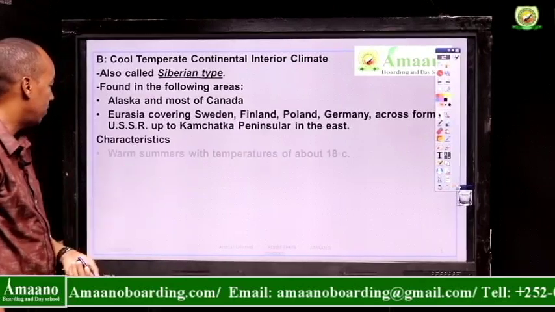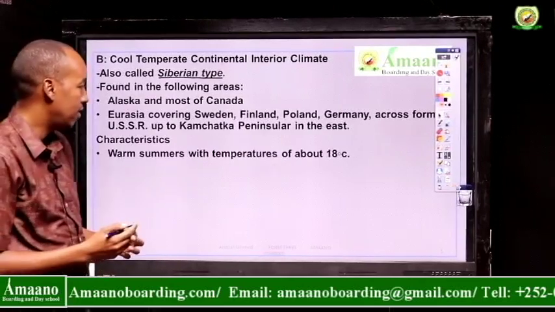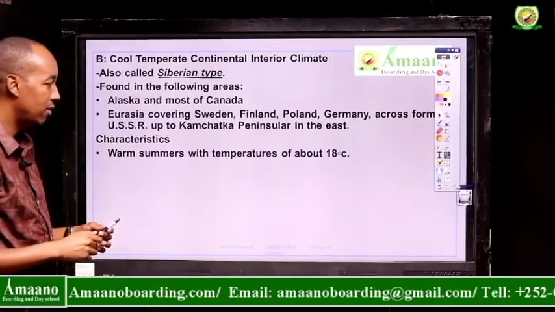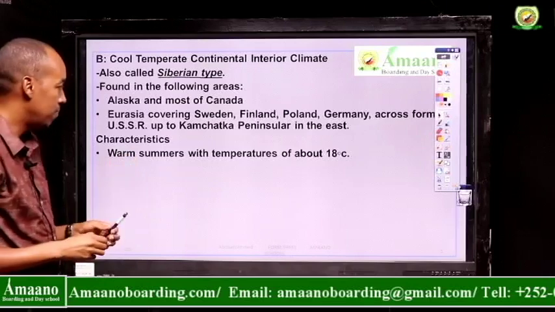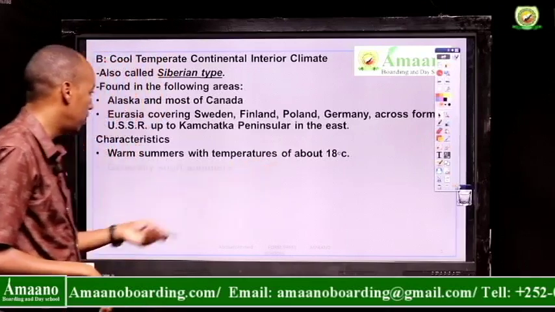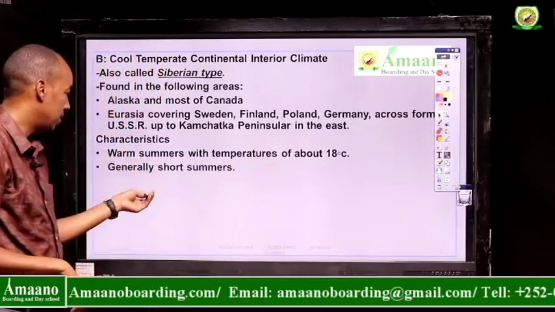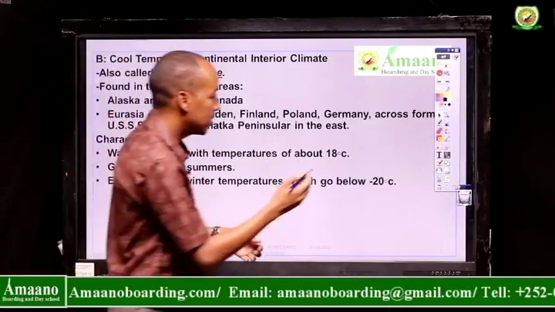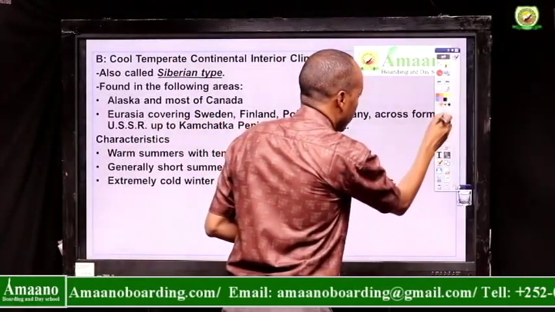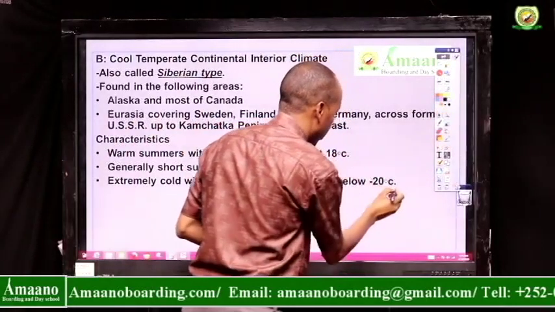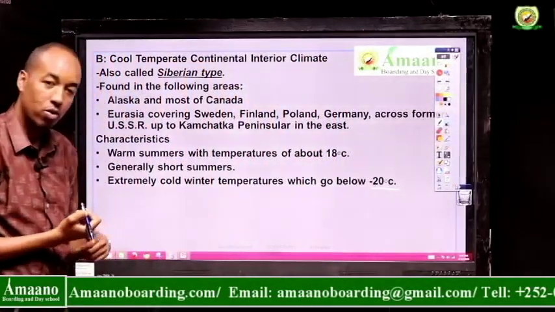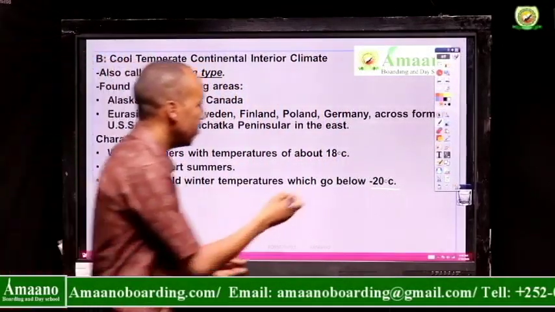What about the characteristics? The characteristics it has is warm summers with temperature of about 18 degrees Celsius. So the summer is warm and the temperature always is around 18 degrees Celsius. Short summer, the summer is very short. During the winter it's very cold. The temperature sometimes reaches what? The temperature even might reach up to minus 20 degrees Celsius. Okay, below 0, 20 degrees.